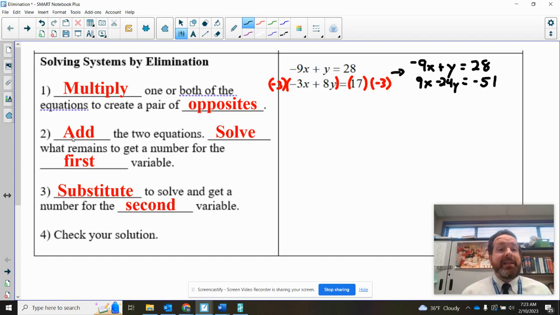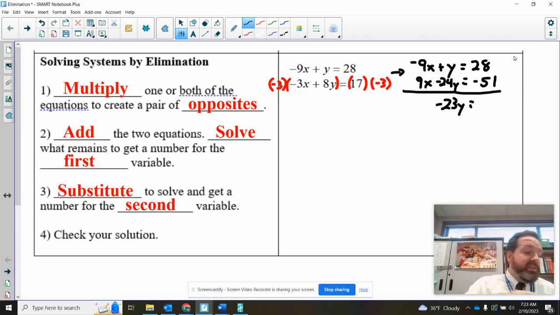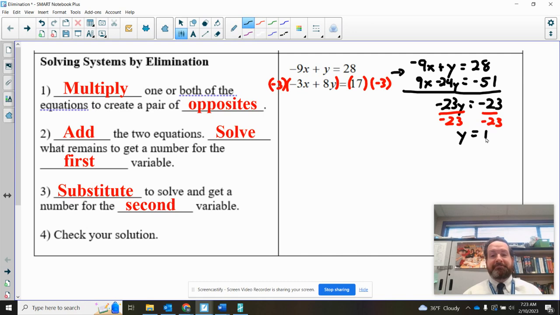Step 2, add the two equations so we can solve what remains to get a number for the first variable. So take our two equations and add them up. Negative 9x plus 9x, 0 x's. X is eliminated. That's the whole point. 1y minus 24y's is negative 23y's. And 28 minus 51 is negative 23. To solve this equation, it's a simple division. Divide by negative 23 left and right. We're going to be left with y equals positive 1.